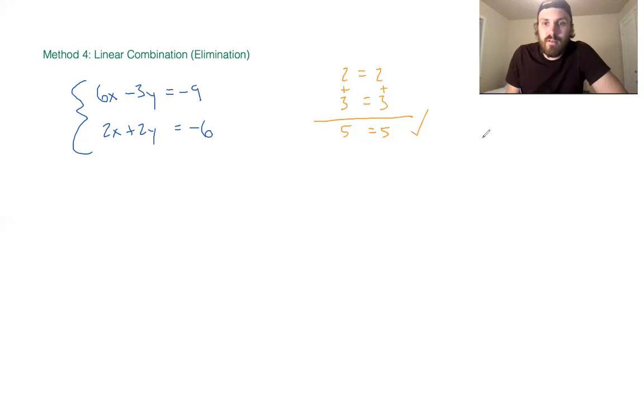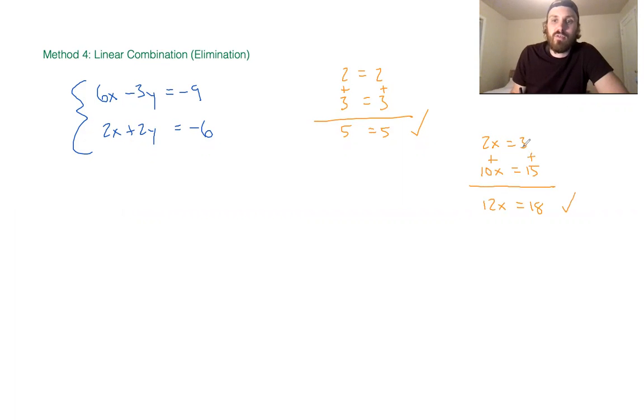If you have 2x equals 3, and you also have, let's say, 10x is equal to 15. If you add these two and get 12x is equal to 18, that's still true. Okay, so basically what we're saying is if you have true equations, you can add them together and they will still create a true equation.